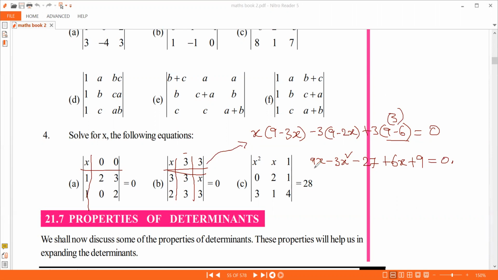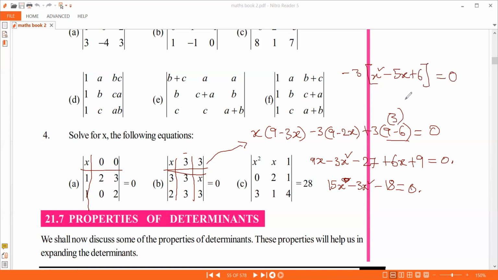So 9x plus 6x, that is 15x. 15x minus 3x square minus 27 plus 9. So it is minus 18 is equal to 0. Now, if we take 3 common, minus 3 I will take common. So I get x square minus 5x plus 6 is what I get.